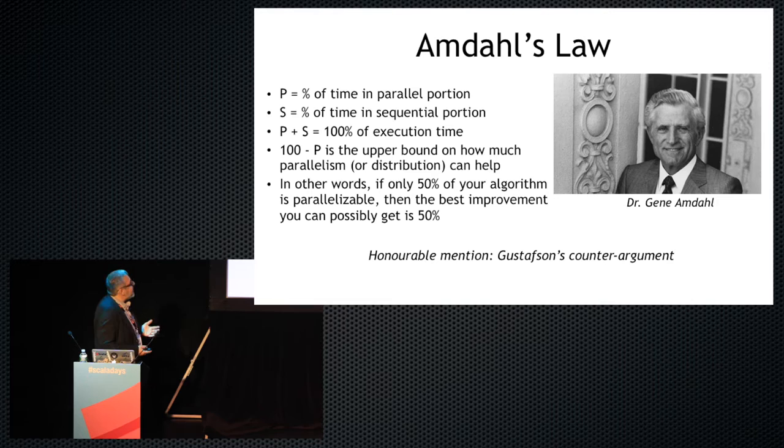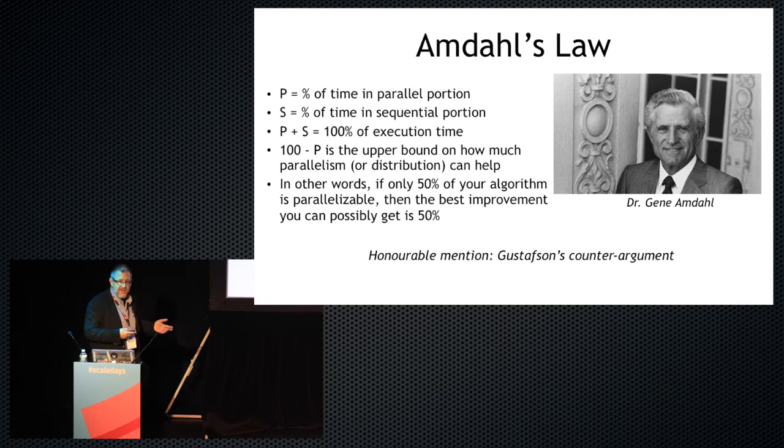So now, again, he was talking at the time about a single processor and in a single computing, you know, the typical von Neumann architecture. Obviously, we've mostly gone beyond that now. There's an honorable mention of Gustafson's counterargument to this, but the bottom line is, if only 50% of your algorithm is parallelizable, then the absolute best that anything can do in terms of distribution for you is 50%, and that's if everything were perfect. Now, it's not even that good.